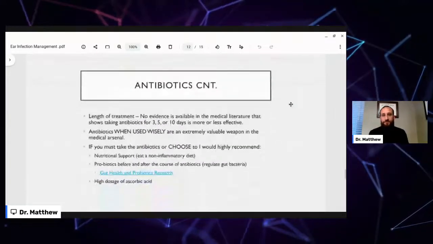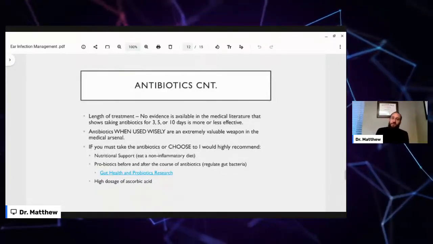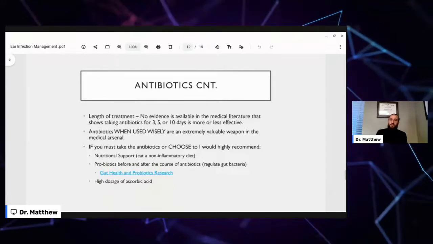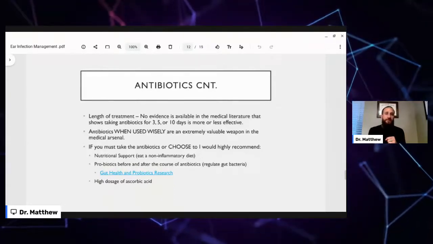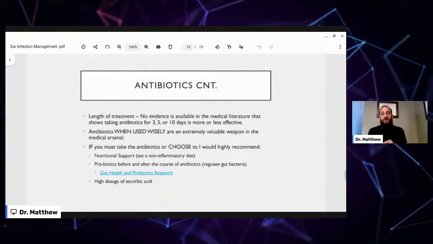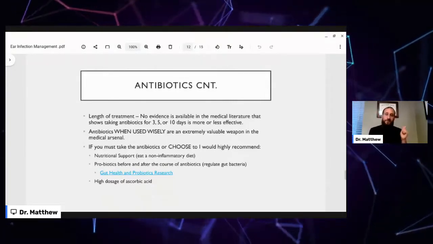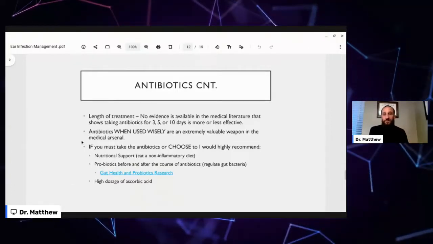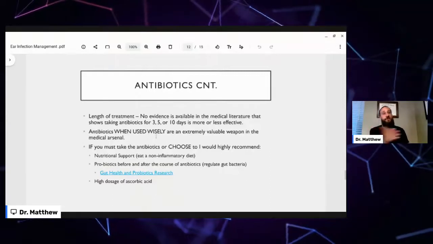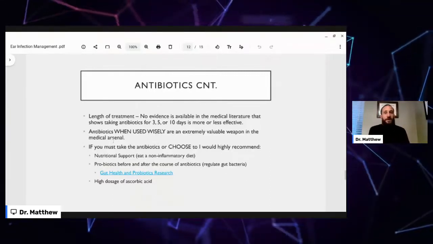Length of treatment. So here's what I talked about earlier. There's no evidence in the medical literature that shows taking an antibiotic for 3 days, 5 days, or 10 days is more or less effective. And of the parents that I've seen in practice, they've all been written 10-day scripts for antibiotics, which means the medical doctor said, here, take these antibiotics for 10 days. When that's not based on anything, because there's no literature that says, well, they could have taken 3 days worth of antibiotics and it could have done the same thing.